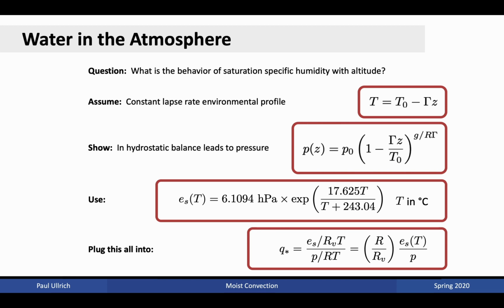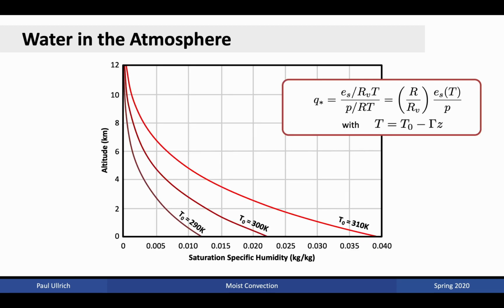a function of altitude. Alright, so the behavior is dependent on the surface temperature, here denoted T_0, and the background lapse rate. We're going to assume for simplicity that the background lapse rate here is exactly 6.5 Kelvin per kilometer. Given that, we can then plot various curves associated with different surface temperatures.